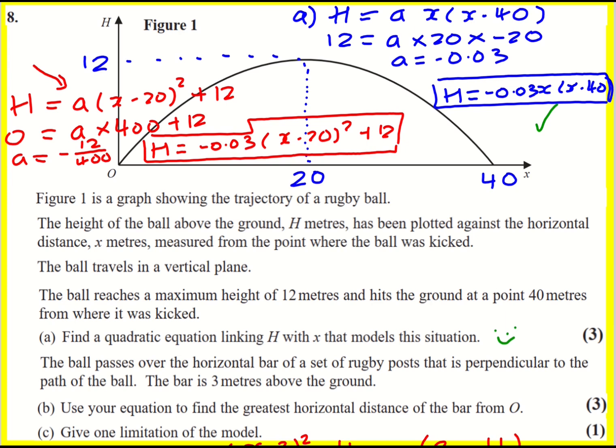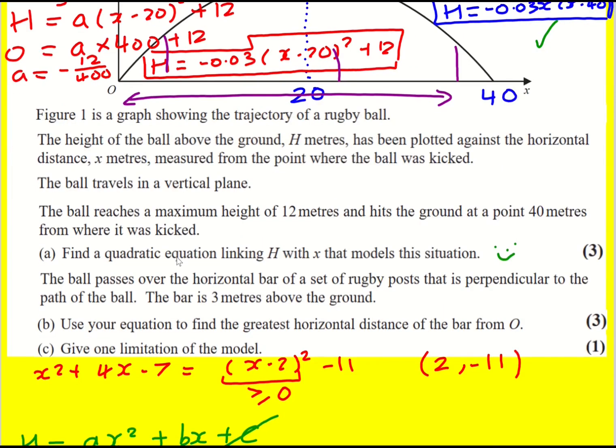The ball passes over the horizontal bar of a set of rugby posts that's perpendicular to the path of the ball. The bar is 3 meters above the ground. Use your equation to find the greatest horizontal distance of the bar from O. So let's imagine it just goes over it. Because obviously if it's like here, this is my little rugby post, it's going to go over it no problem. But we want it where it just goes over it. That is going to give us the largest horizontal distance. Of course, it's symmetrical, so we're going to have a solution to our quadratic over here, but we're going to be taking the larger one.